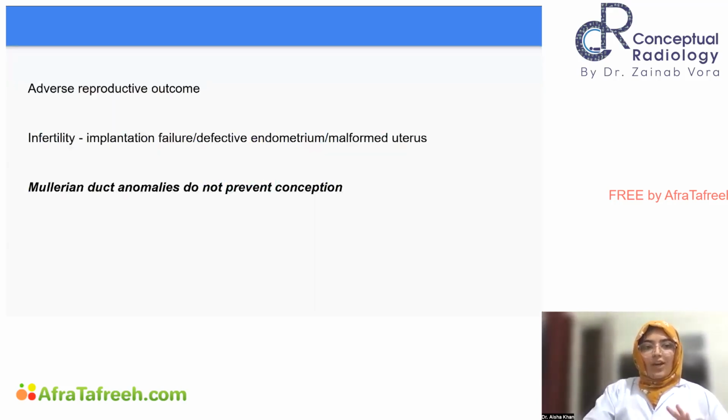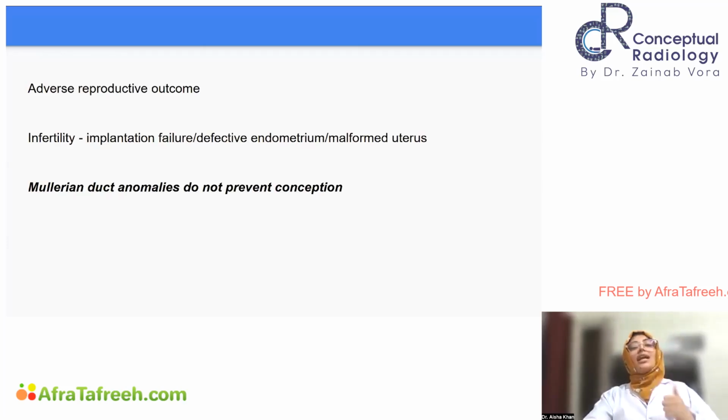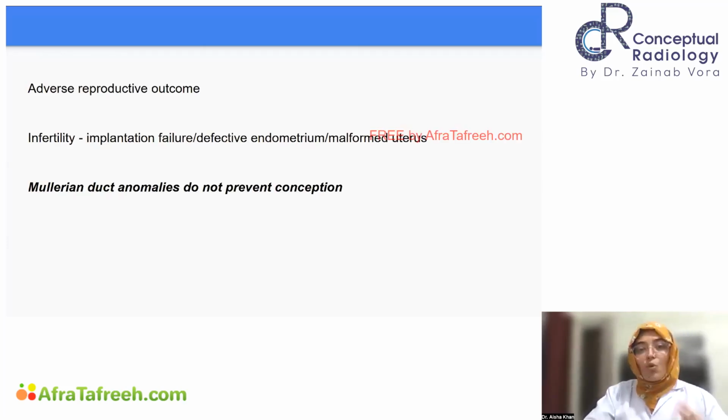Another aspect of the why is, why is it so important for the patient? Because number one, it is associated with certain adverse reproductive outcomes, so that is the OBG aspect of it. Second is the gynac aspect of it, that is infertility, implantation issues, endometriosis, adenomyosis, things like that.